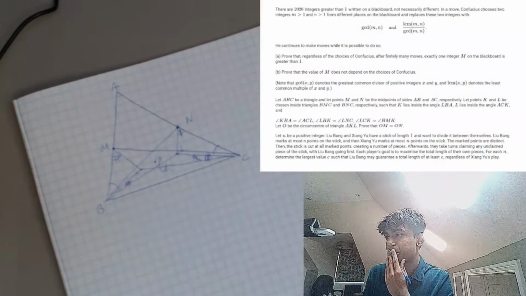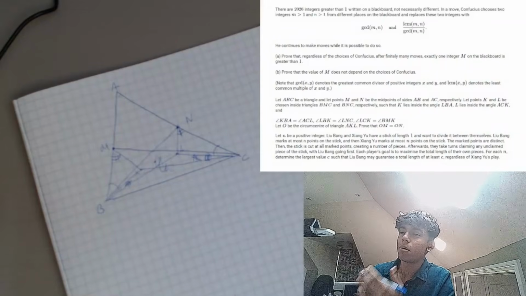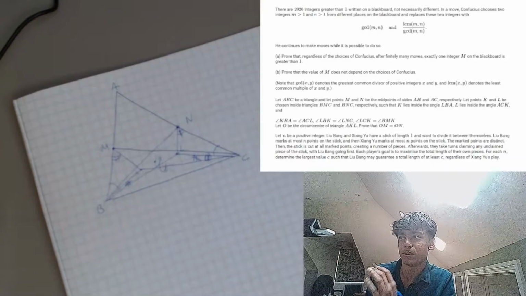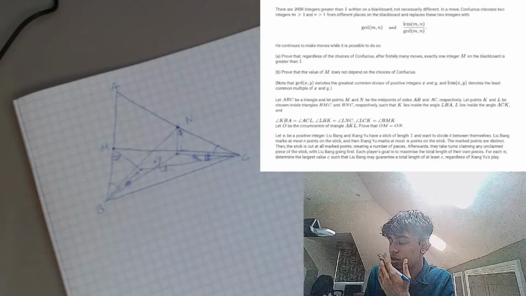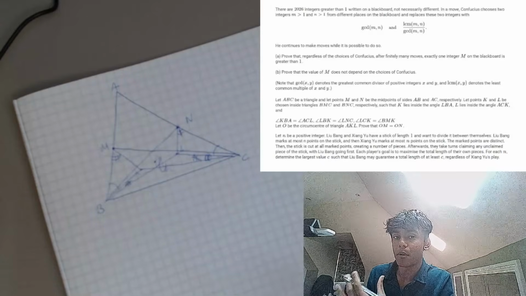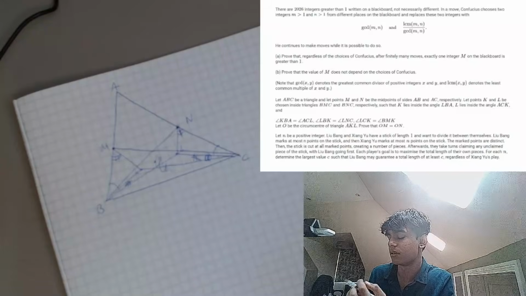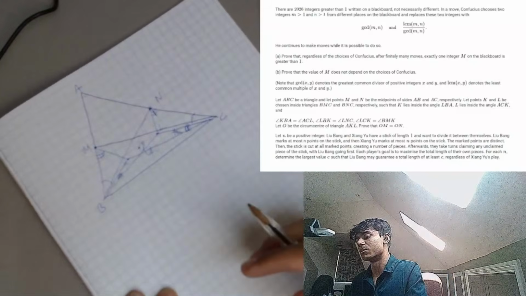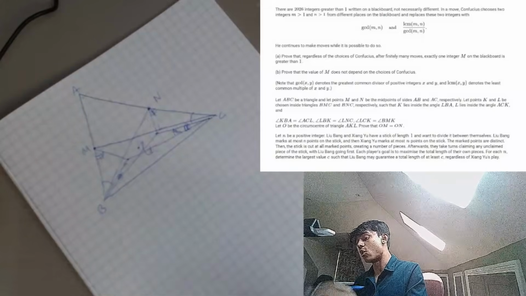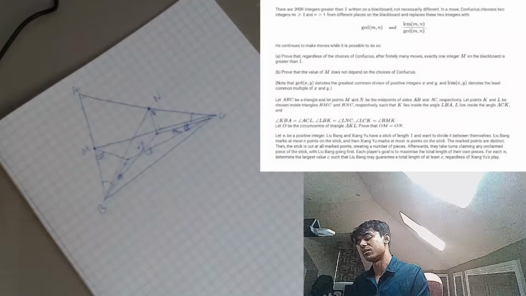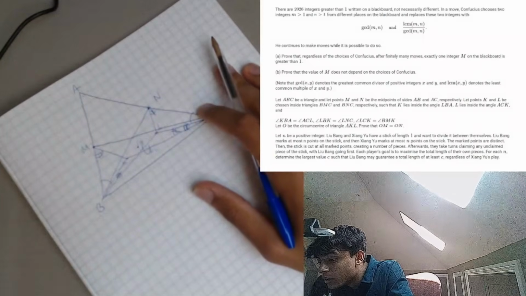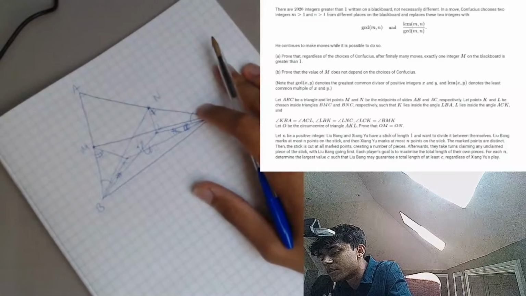Okay, so from our practice of solving IMO 2009 problem 2, we know that what we need to show is that M and N have equal powers with respect to circle AKL. And this is true because power of a point is ON squared minus the radius squared. So we need to find a way to use these angle conditions somehow.